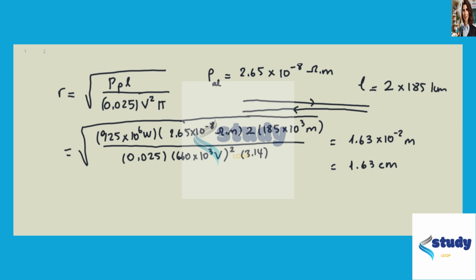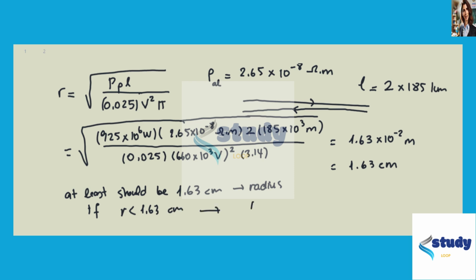So the radius of the wire should be at least 1.63 centimeters. This is the radius. If you want the diameter, you can multiply it by 2, obviously. But if the radius is smaller than this, 1.63 centimeters, let's see what happens.